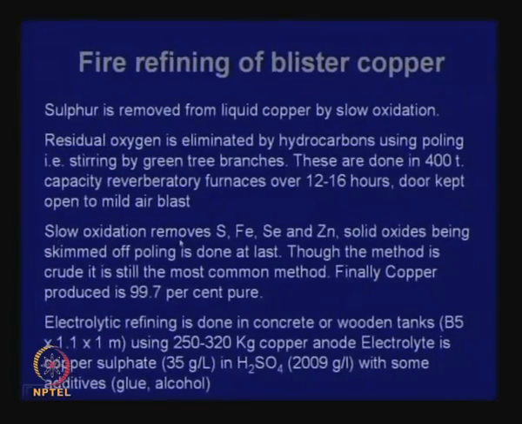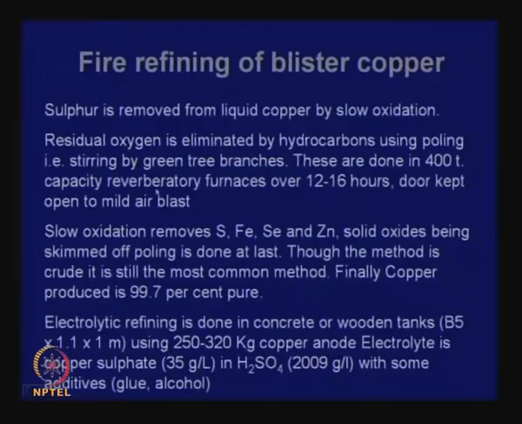Now, during the slow oxidation, many other things are also removed: sulfur, iron, selenium, zinc, with solid oxides being skimmed off, and poling is done at the end. So, initially we allow a lot of oxidation of the bath for many hours, and oxides keep on floating to the surface and they are skimmed off. We allow all the impurities mentioned to get oxidized and get removed.